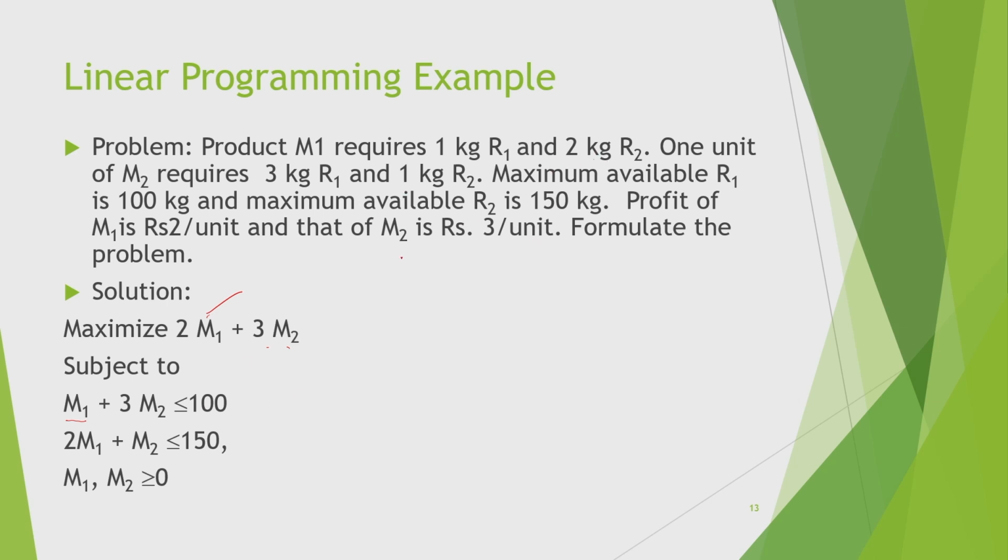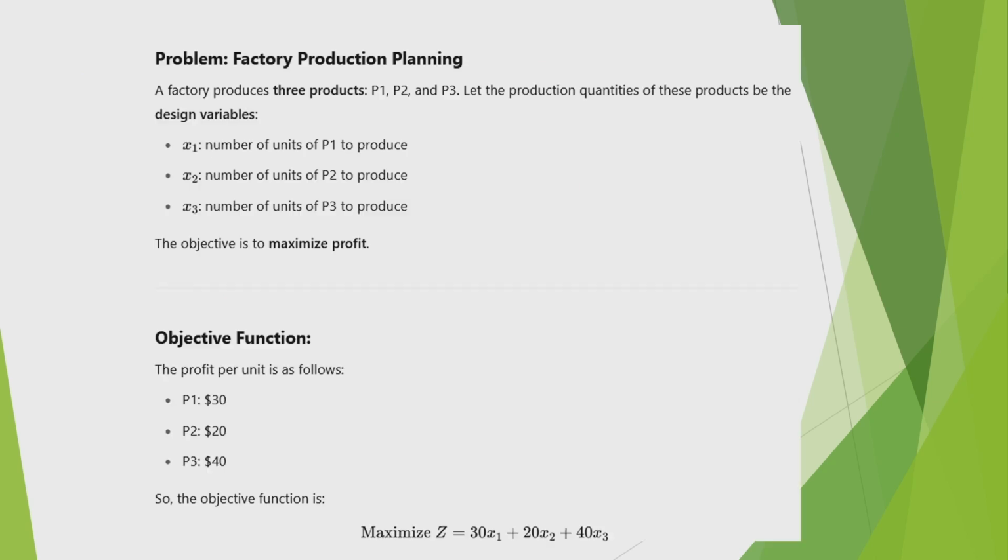Okay, you have got 100. So the maximum available is 100, and product M1 requires 1 kg of R1 and 2 kg of R2. M2 requires 3 kg of R1. So M1 plus 3M2 is smaller than or equal to 100. And for resource 2, 2M1 plus M2 is smaller than or equal to 150, and M1, M2 are of course greater than or equal to 0 because quantities cannot be negative.